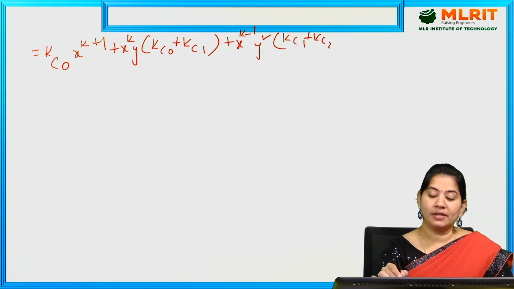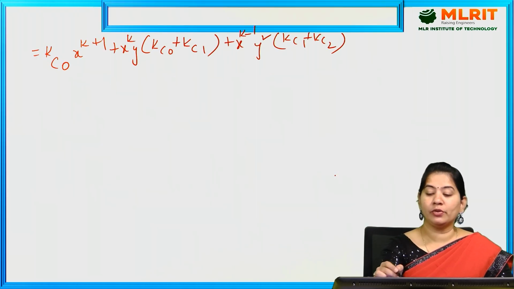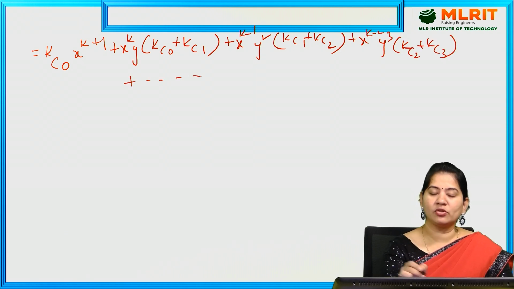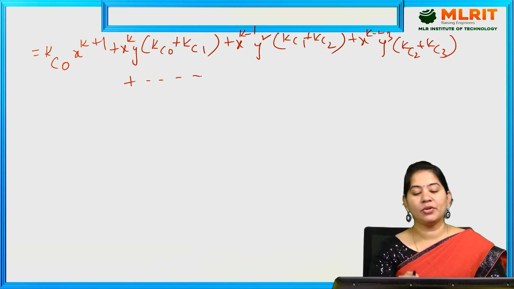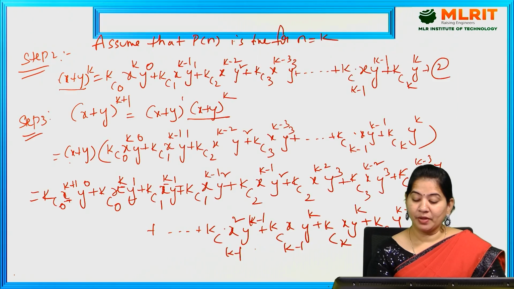kc1 plus kc2. Next here x power k minus 2 into y cube. Then here kc2 plus kc3. So on like this. The next one also you can take or otherwise you can leave it. Means every time you will get like this only. So kc2 plus kc3.